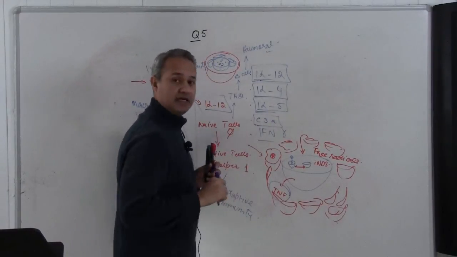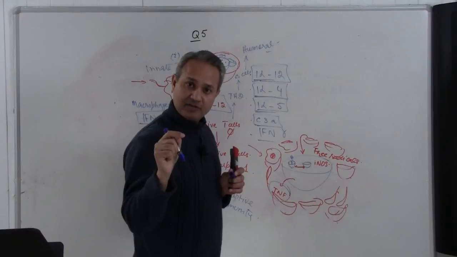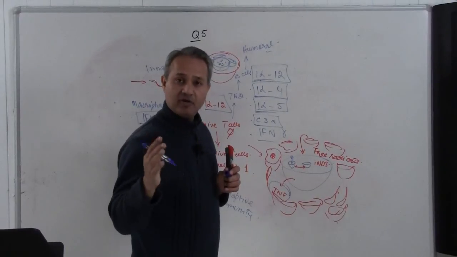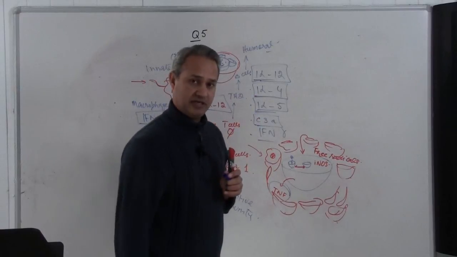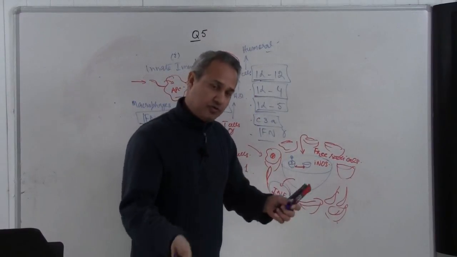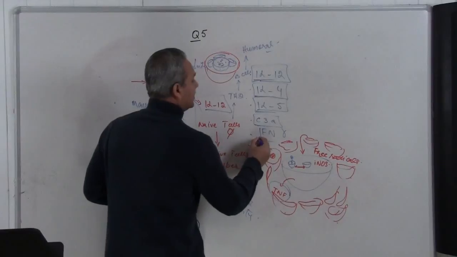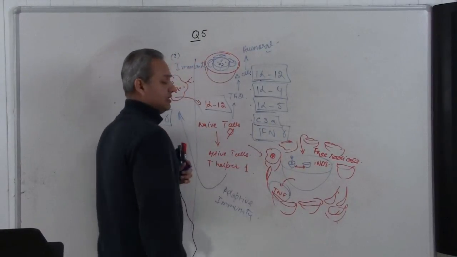C3a, that is a split component of C3, which is an anaphylotoxin, a vasodilator. So when this is present, this is really what contributes to anaphylactic shock. And so the most relevant answer is interferon gamma.